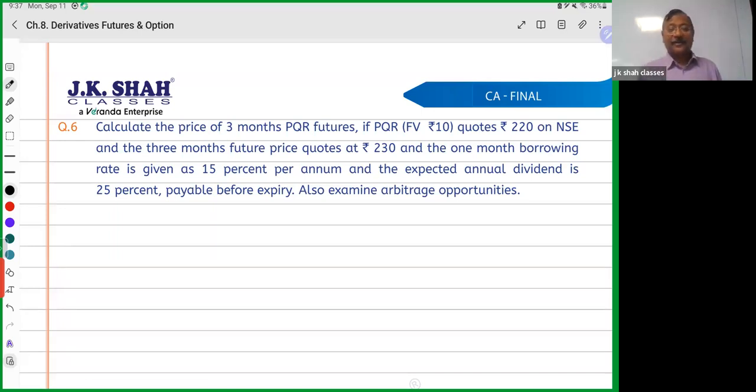Calculate the price of 3 month future PQR futures. If PQR face value 10 quotes at 220 on NSE. ये 220 क्या है? This is spot. And the 3 month future price quotes at 230. 1 minute. Read the first line again. What are they asking you to do? Calculate the 3 month future. But look at the second line. What are they saying? The 3 month future is quoting at 230.